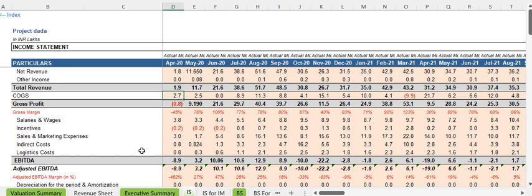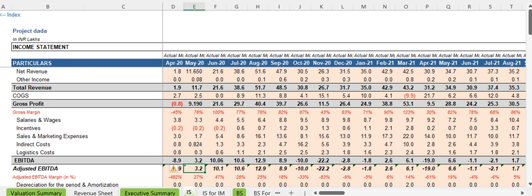And then we have the COGS. So it's a COGS driver for the particular company. And then we have the sales and salaries and wages, and then the incentives, sales and marketing expense, indirect expense and logistics cost. After that, we'll get the EBITDA numbers. These are the EBITDA numbers for the particular company, and then this is the adjusted EBITDA.